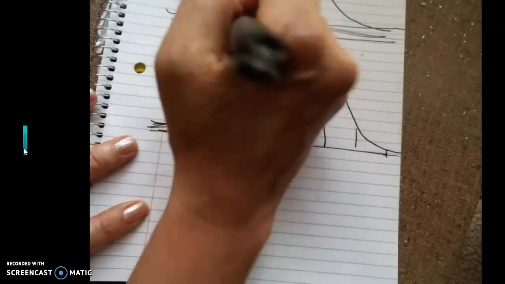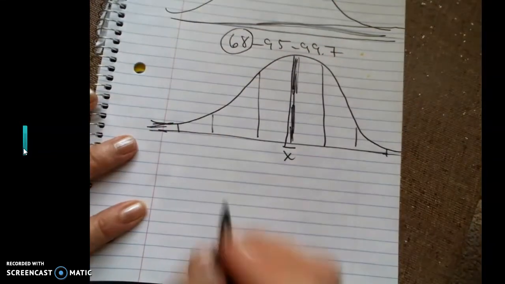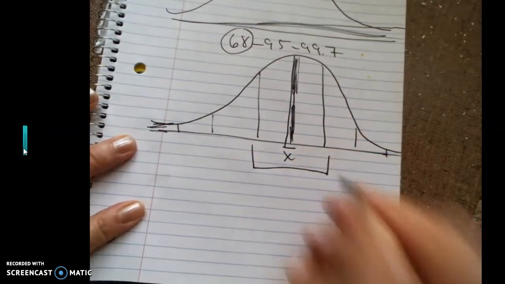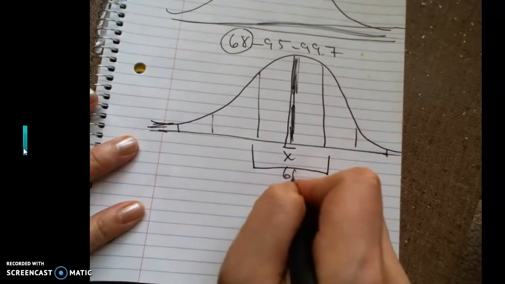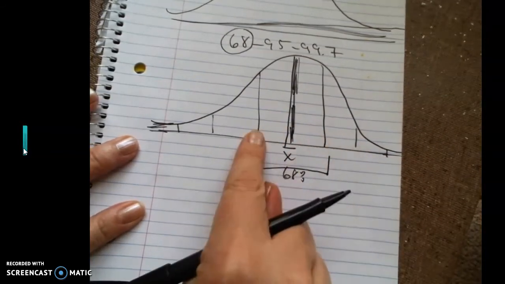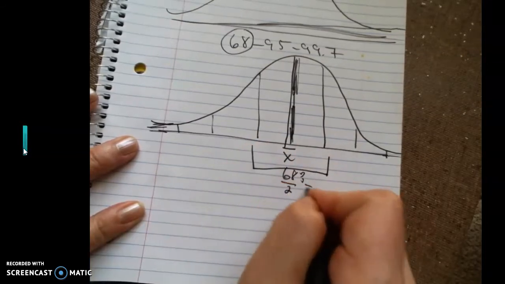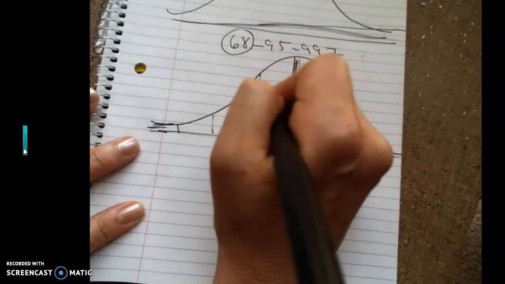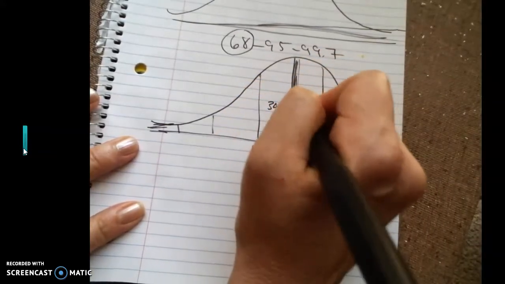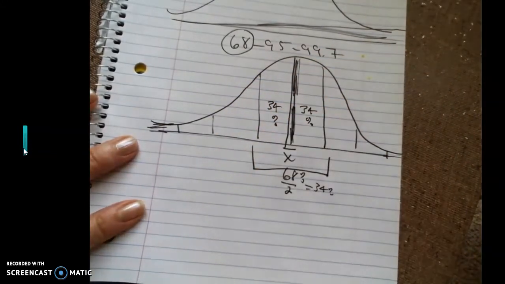So what does this 68 mean? This means that 68% of the population, or whatever you're studying, is going to fall within one standard deviation, +1 or -1. So if I take 68 divided by 2, I get 34%. So that means 34% is over here, 34% is over there.